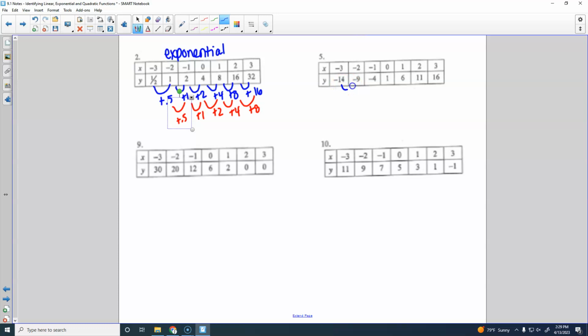Now, if we look at this one, and, you know, these tables are kind of long. If those negative numbers bother you, just start over here. This is going to be up 5, up 5, up 5. Yeah, I think so too, right? And so even with these negative numbers, it was still going up by 5. So that's linear.